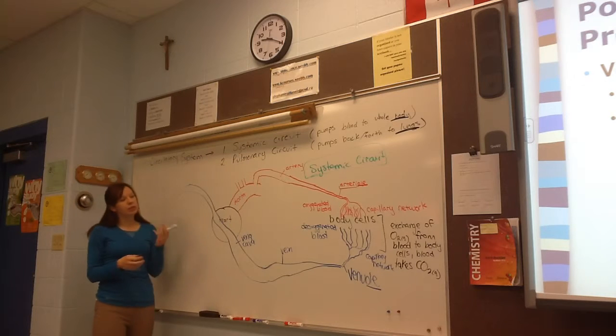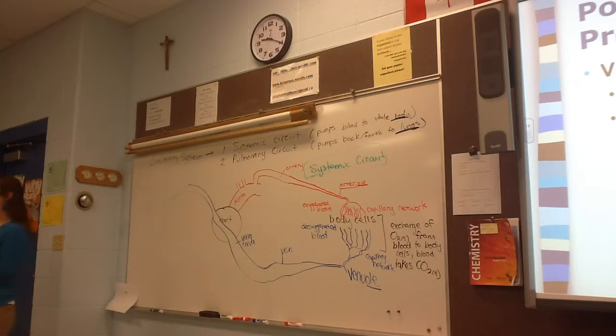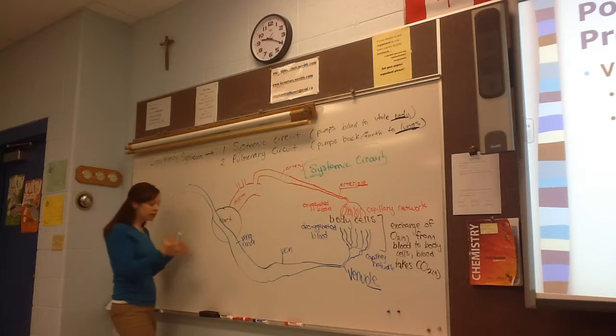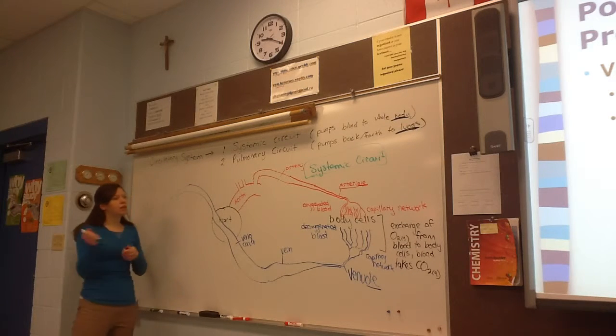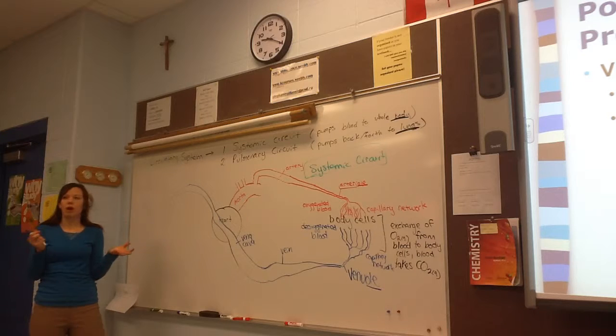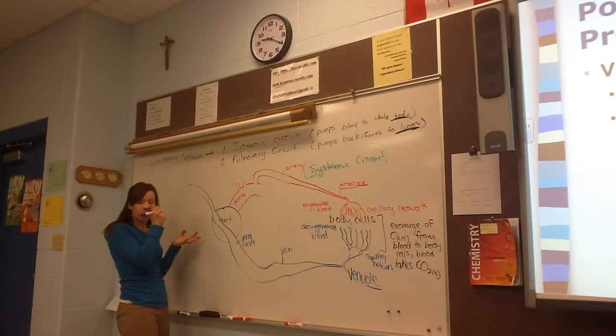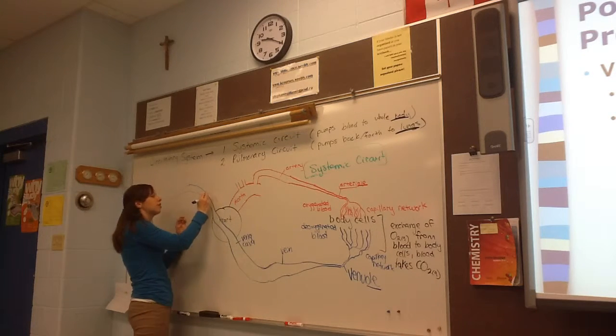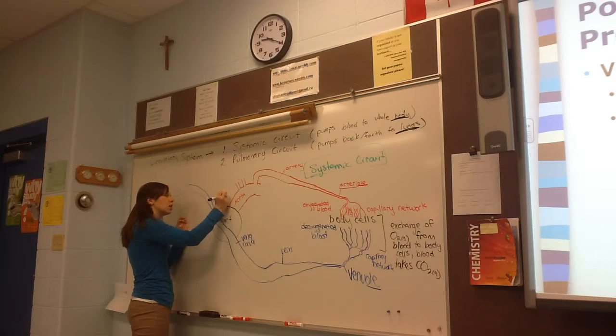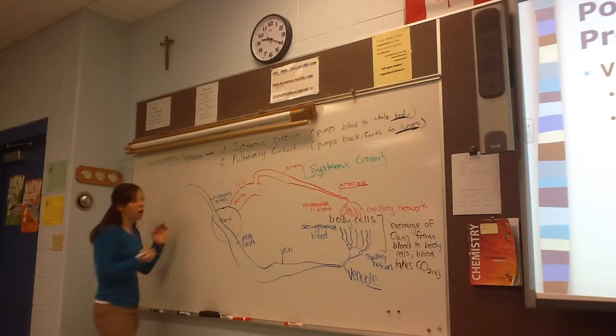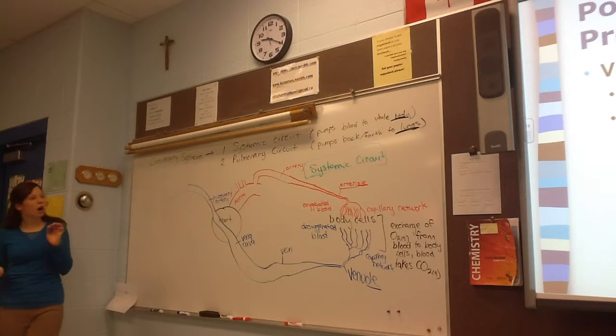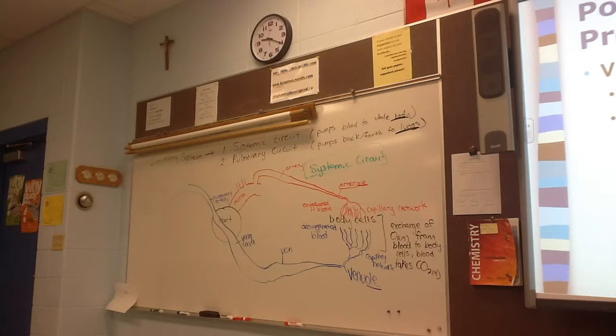I'm still using blue because I know that it's still deoxygenated blood. But what classifies it as a vessel going away from the heart? An artery, okay? So this specifically is going to be called the pulmonary artery, because it's associated with the pulmonary circuit.